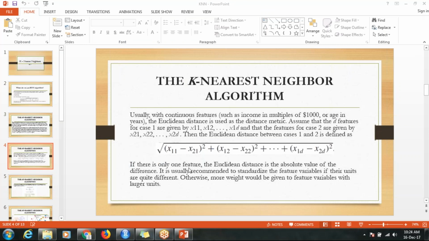If there is only one feature, Euclidean distance is the absolute value of the difference. It is usually recommended to standardize the feature variable if their units are quite different. Otherwise, more weight would be given to the feature variable with larger units. So mainly we make a normalization, where I always prefer to make the mean 0 and standard deviation 1. On the basis of that, we make a scaling, and then we do this Euclidean distance measurement. So hope it makes sense now.